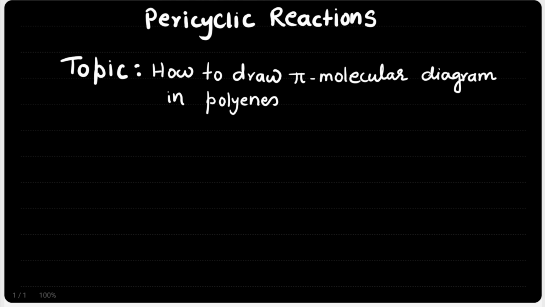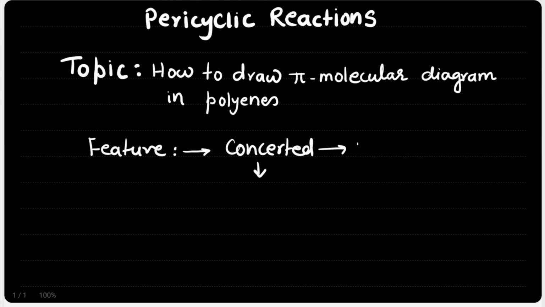Dear students, yesterday we saw the introductory part of pericyclic reactions. In that lecture, we saw the various important features of pericyclic reactions. Out of those, the most important feature is that the reaction takes place via a concerted manner, where bond making and bond breaking are simultaneous.